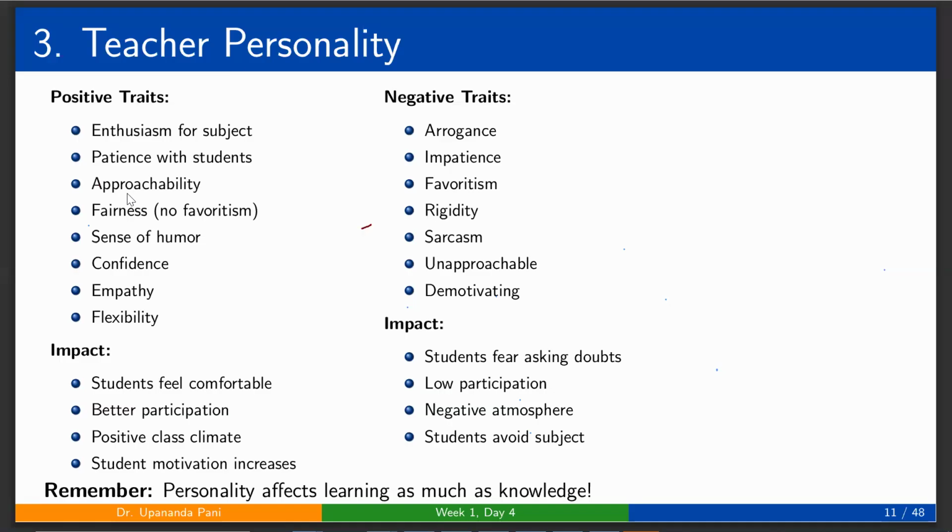Now what is the impact if, unfortunately, a negative teacher is there in the classroom? Students will fear asking doubts. There will be a low participation rate, there is a negative atmosphere, and gradually the students will lose interest in or avoid the subject. So that is why teacher personality is so important, and personality affects learning as much as knowledge. That is why personality is very important.